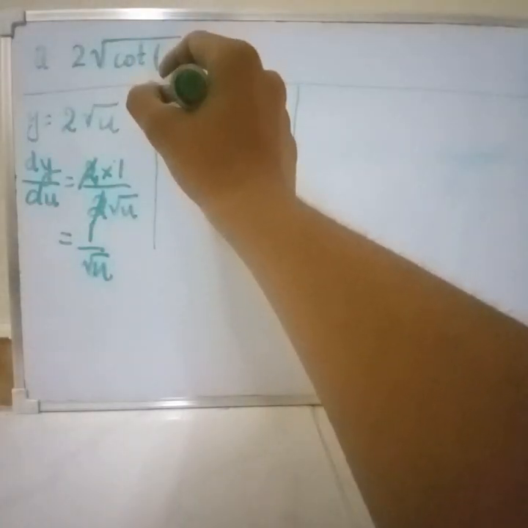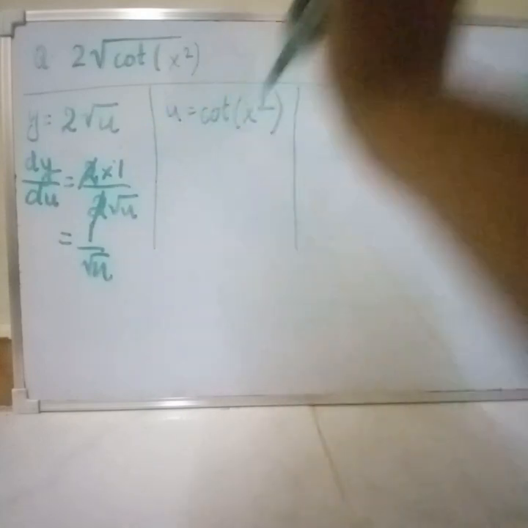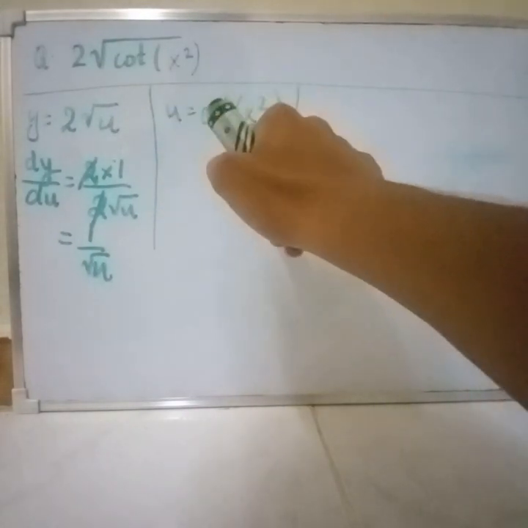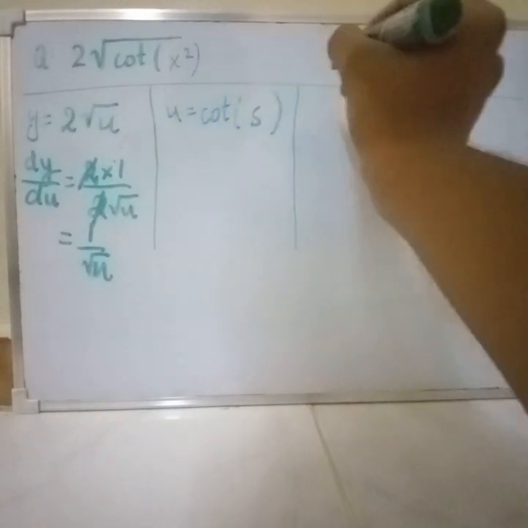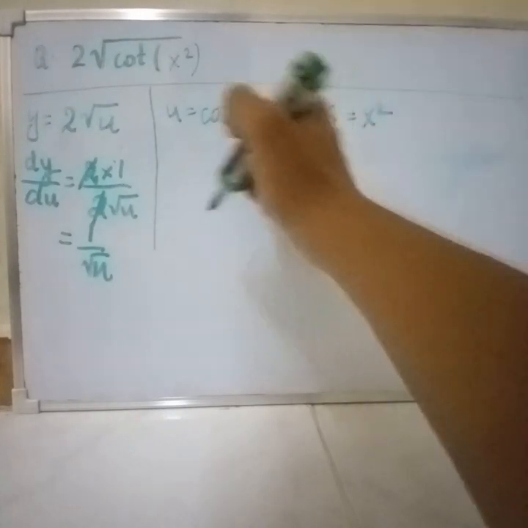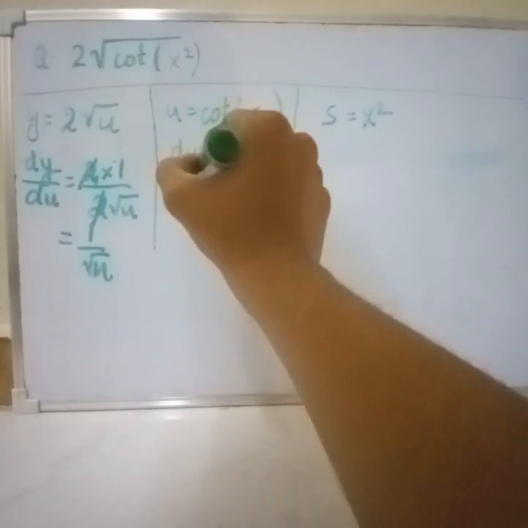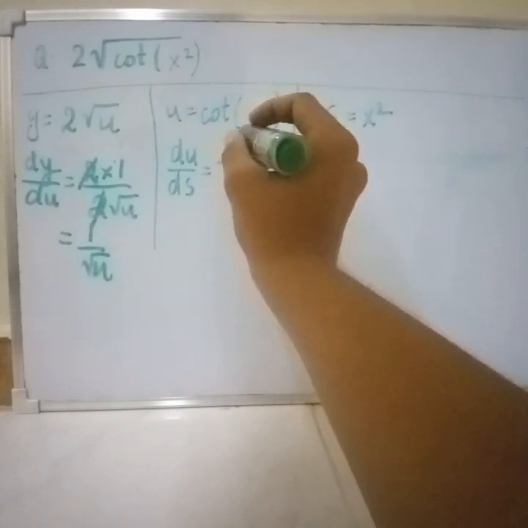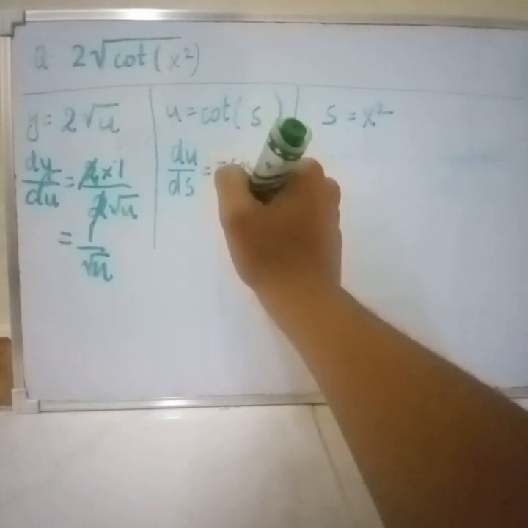Our u we have specified as cot of x squared, right? Whatever is inside the root, we have specified as the u variable here. But we cannot take the differentiation of u with respect to x directly, because it is cot of x squared, not cot x. So we can specify another variable, let's say s. So s is equal to x squared. We have to find the derivative of cot s, so we do du by ds with respect to the variable s here. What is the derivative of cot of any variable? It will be minus cosec squared s, the same variable. The cot derivative is minus cosec squared.